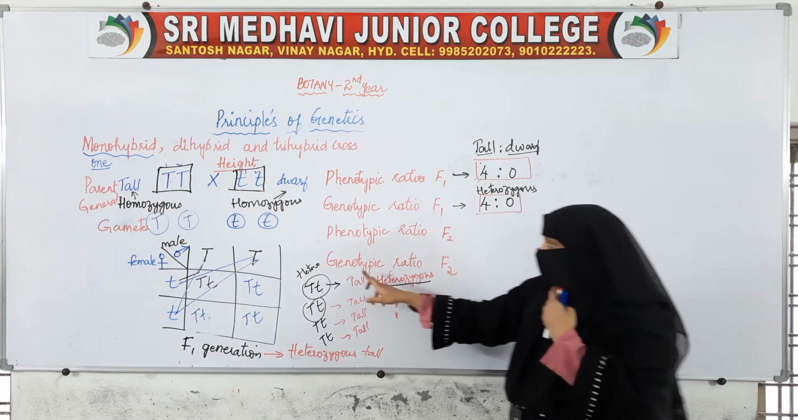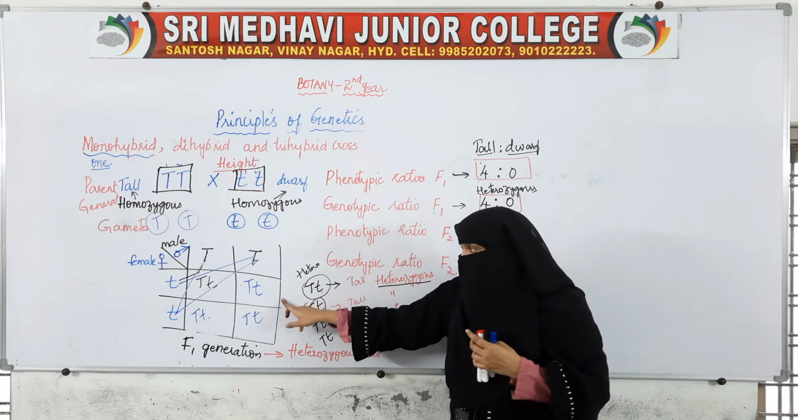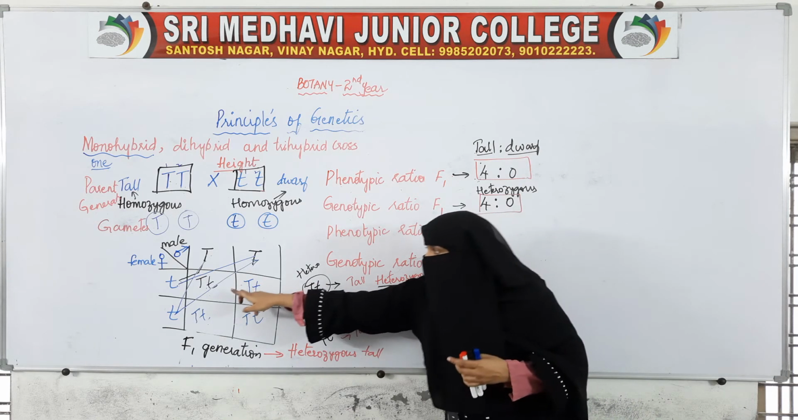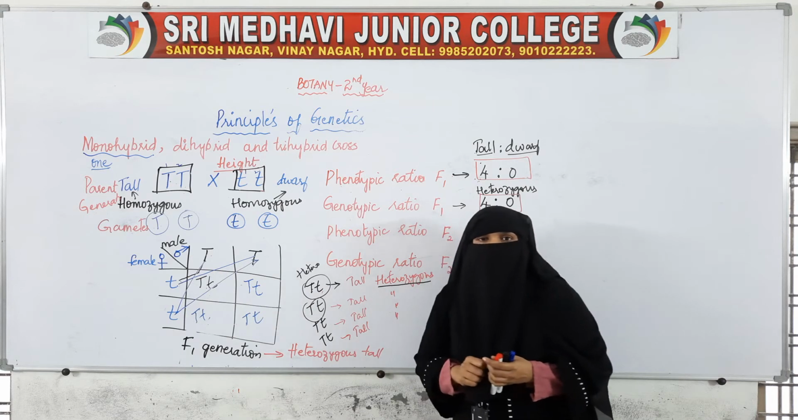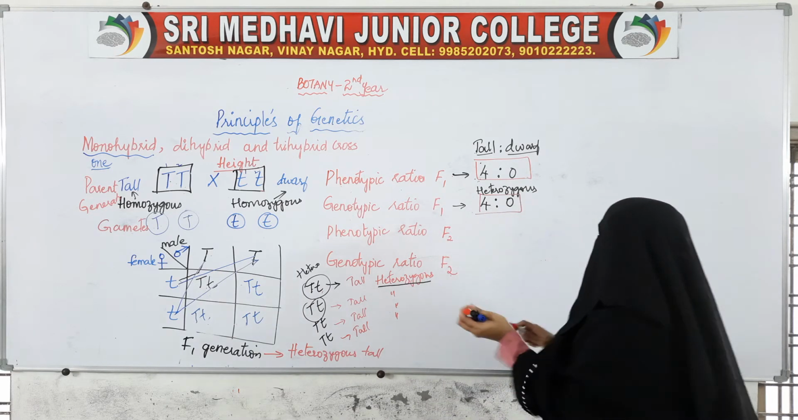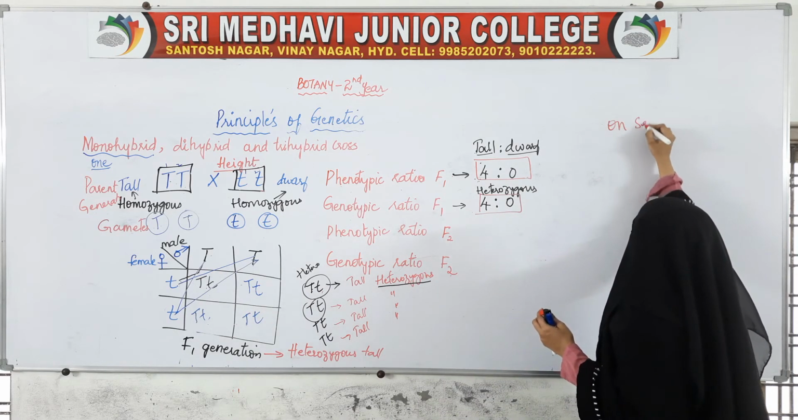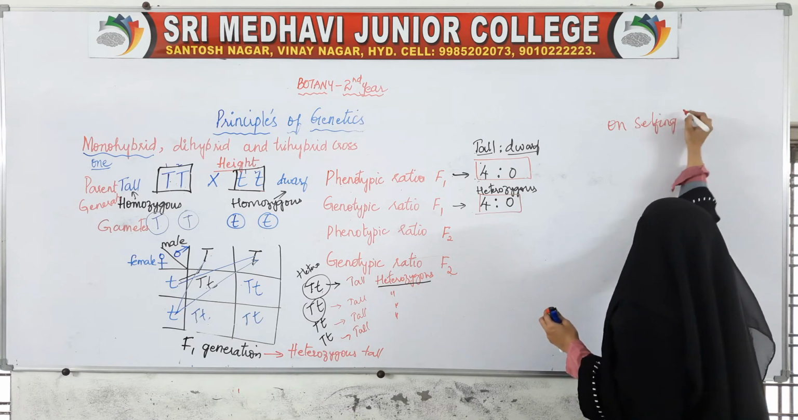Now if we go for the second generation, this is the first generation now. Now we will cross these two, that is, on selfing the F1 generation.